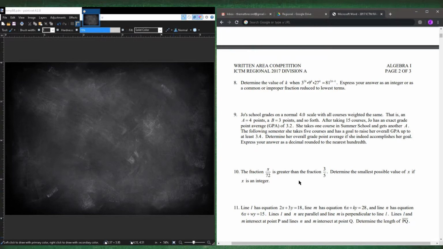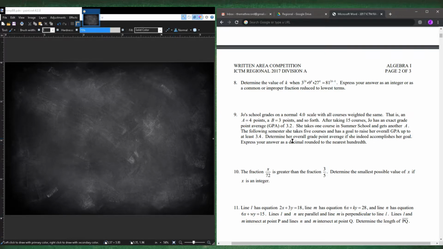Okay. Joe's school grades on a normal 4.0 scale with all courses weighted the same. That is, A is equal to 4 points, B is equal to 3, and so forth. After taking 15 courses, Joe has an exact grade point average, GPA, of 3.2. She takes one course in summer school and gets another A. The following semester, she takes 5 more courses and has a goal to raise her overall GPA up to at least 3.4. Determine her overall grade point average if she indeed accomplished her goal.